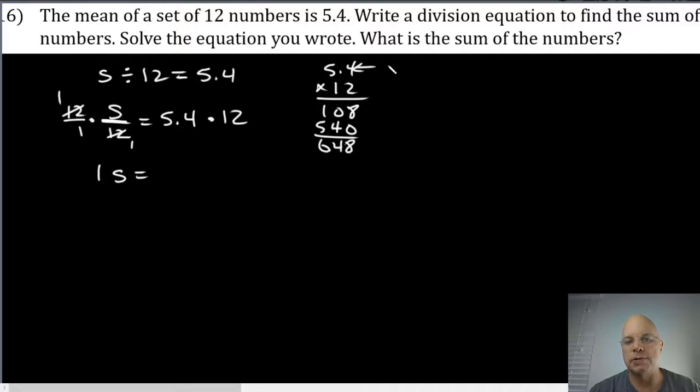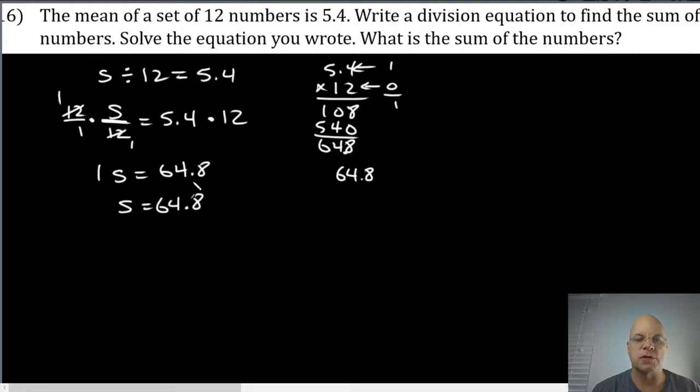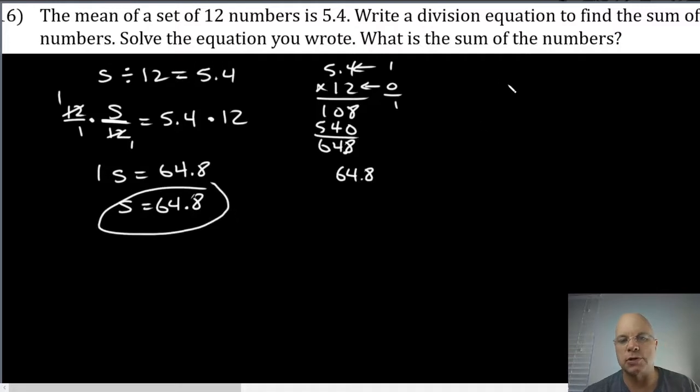I was multiplying tenths, so 1 decimal place, by wholes, so 0 decimal places. So I should have 1 decimal place in my answer, so 64.8. When I do a quick estimate, I'll just consider this 5. 5 times 12 is 60, so my actual product looks correct to me. So that 1s is 64.8, so s is 64.8. That also seems reasonable because if the mean is 5.4, 60 divided by 12 is 5, so this looks like a reasonable answer. Of course, we'll check it just to be sure.